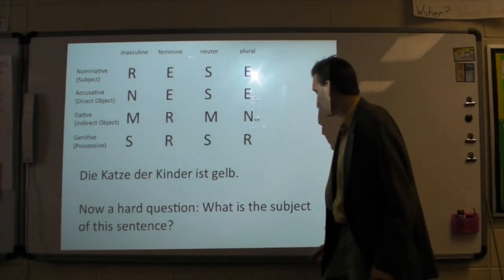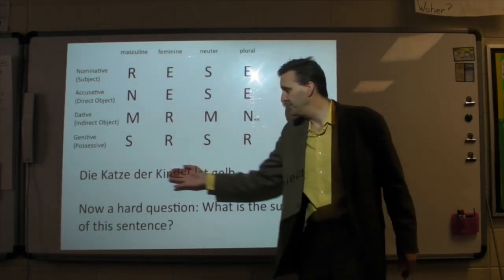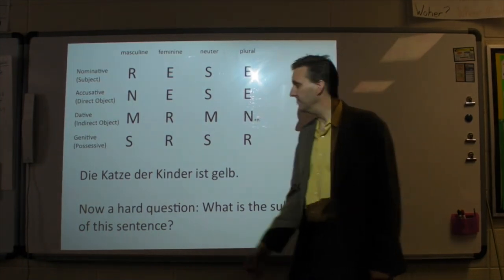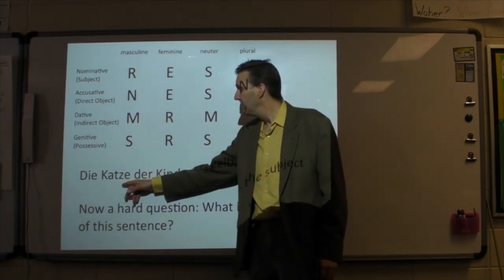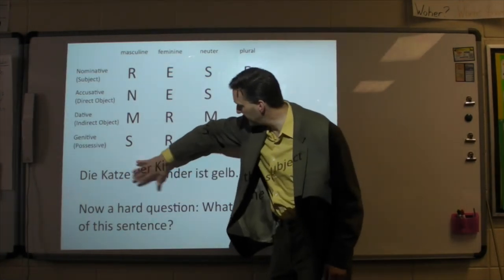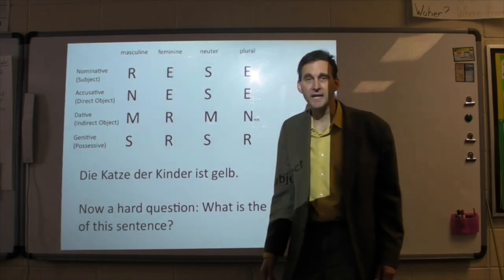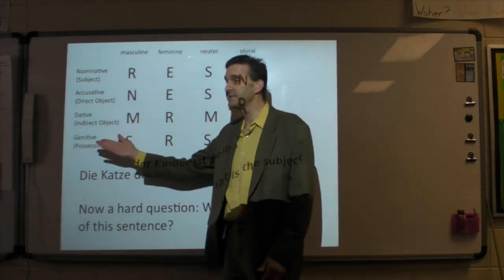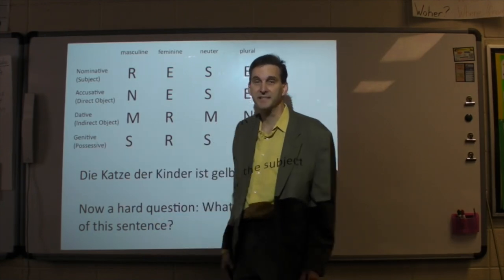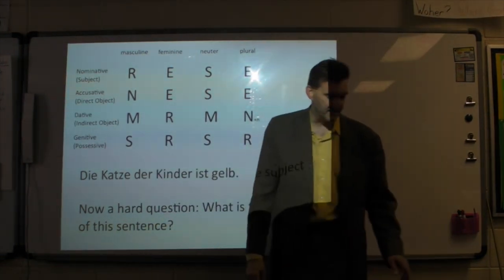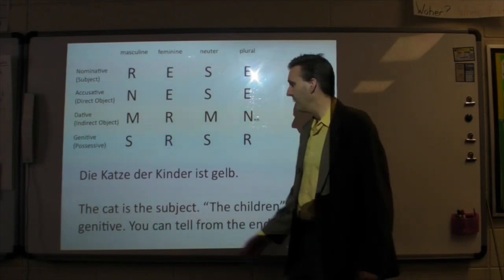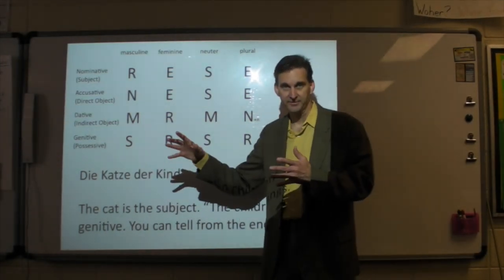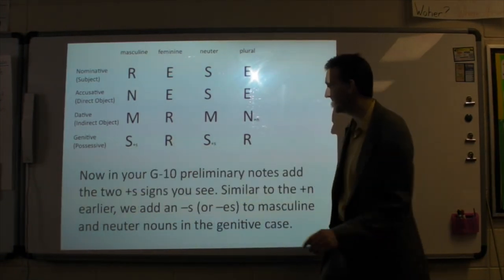So, what is the subject of this sentence? Okay? The subject is Katze. I can almost eliminate this. The cat is yellow. That's really our base sentence. The cat is yellow. And I just want to know, whose cat is it? It's the possessive. Who's possessing this cat? And it's the children that's possessing the cat. So, the Katze is the subject. The children is genitive. Okay, that's how we call that, alright?